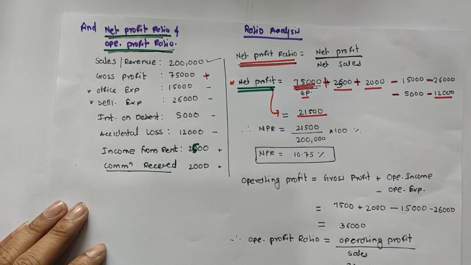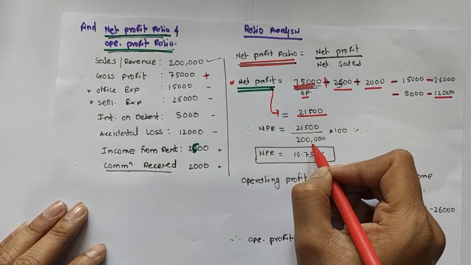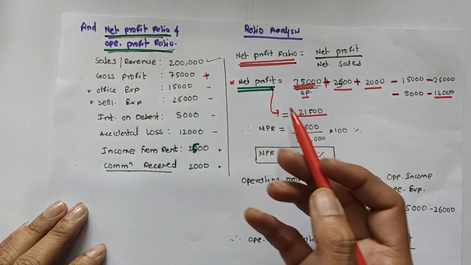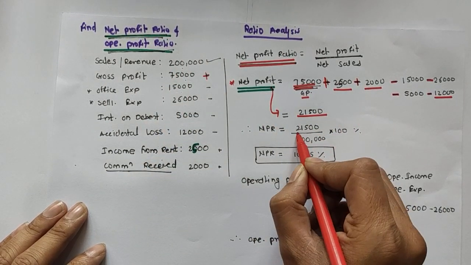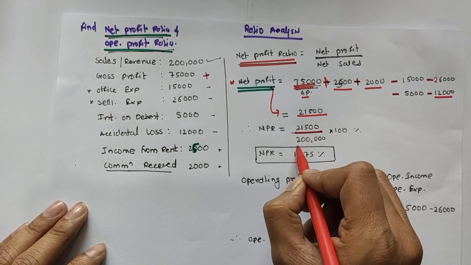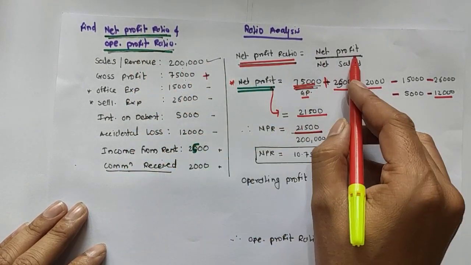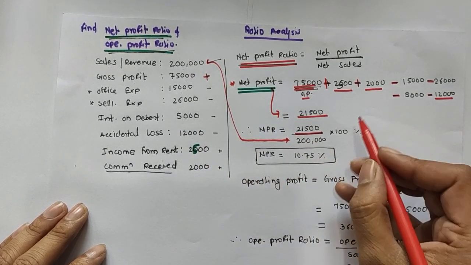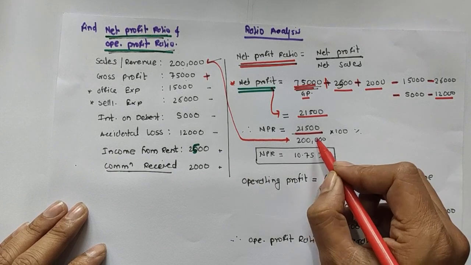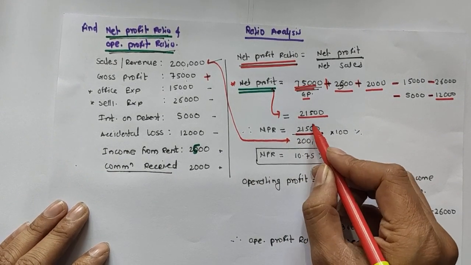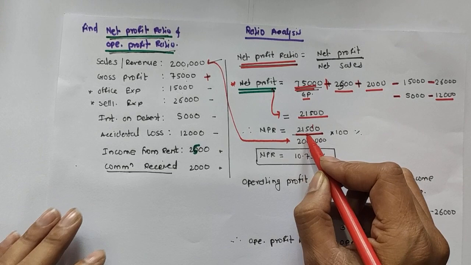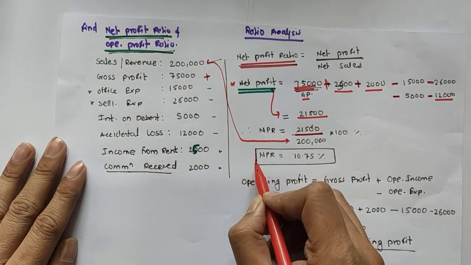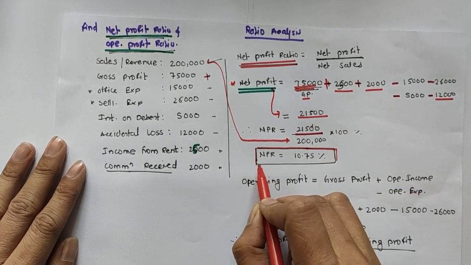So what is the net profit ratio? It is the net profit divided by net sales, multiplied by 100. See here, the sales they have given is 2 lakh. So the remaining thing is very simple: 21,500 divided by 2 lakh. That is your net sales, they have given it here. Use the calculator for dividing, or we can say the zeros cancel, then 21.5 divided by 2, you will get 10.75. Your net profit ratio is 10.75.